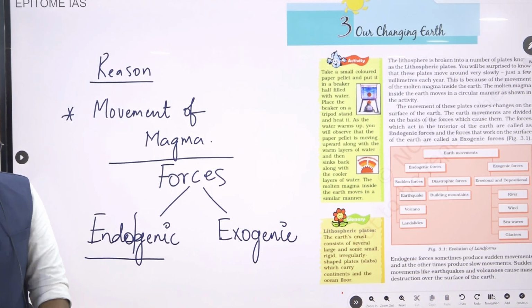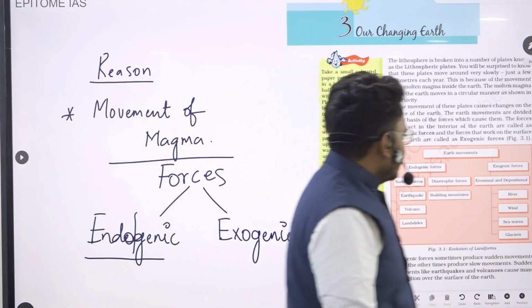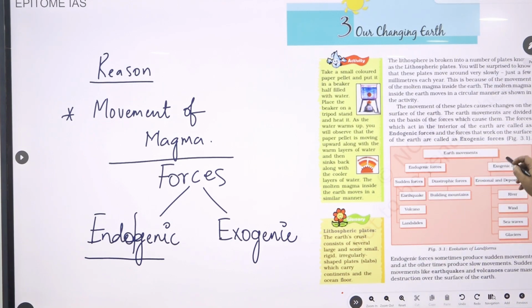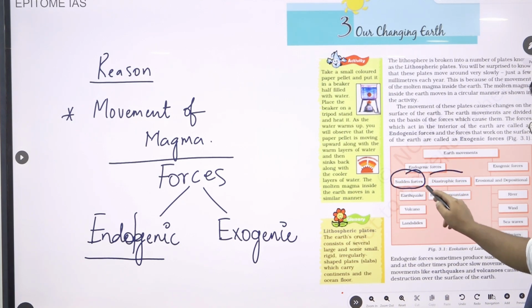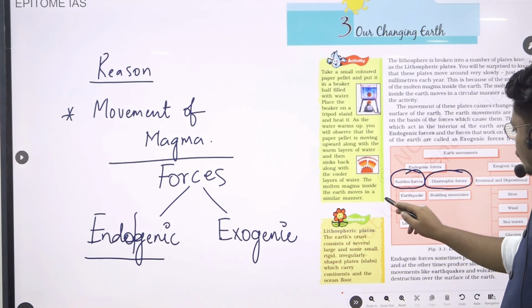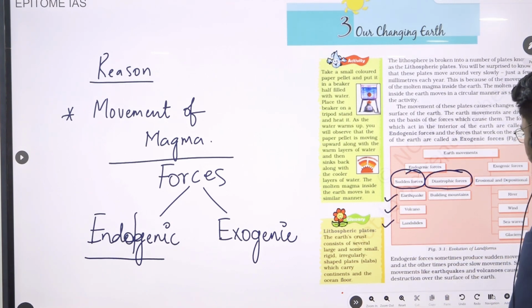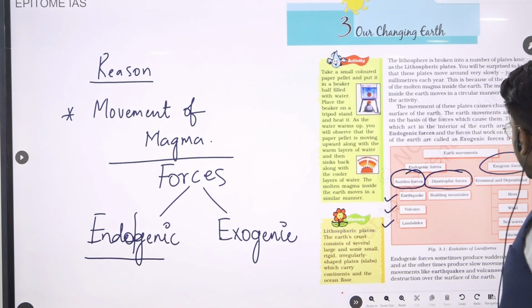Okay, now in this particular chapter, he has given a table. He is saying that movement of the earth was created by two forces, that is endogenic force and exogenic force. Endogenic forces are sudden forces and we call these forces diastrophic forces. Okay, so examples of sudden forces are earthquakes, volcanoes and landslides.